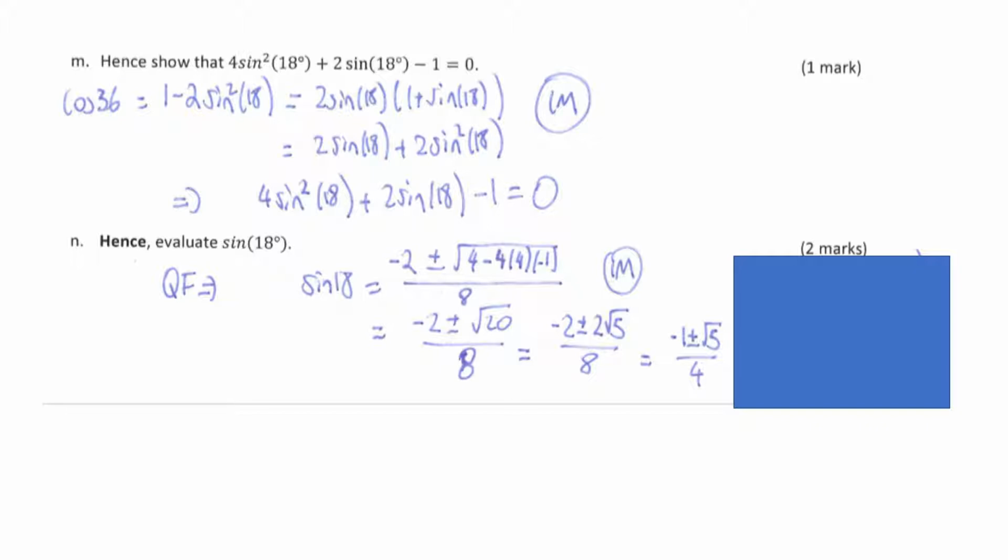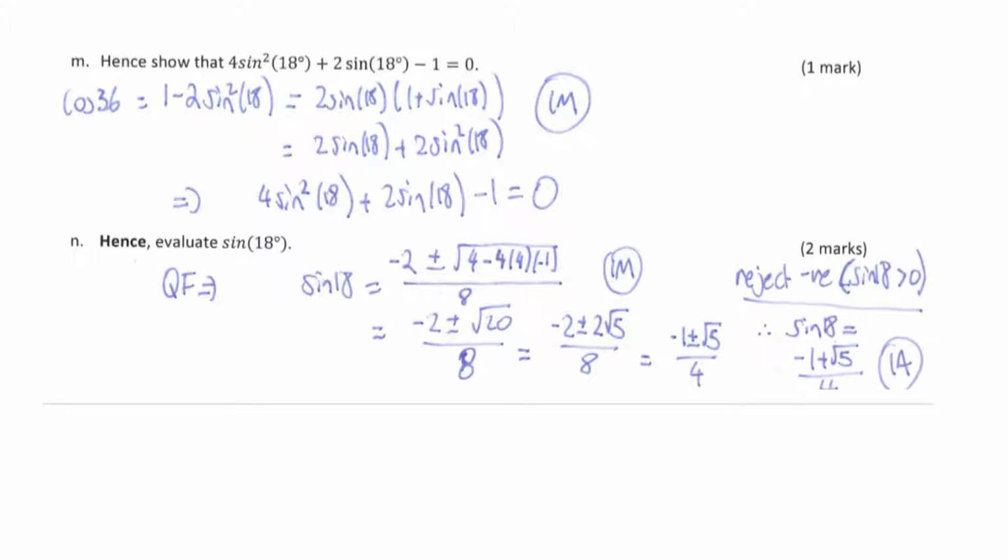We type sine 18 into our calculators, we get a singular answer, and 18 degrees is in the first quadrant, so sine of 18 must be positive. We reject the negative, and we come up with our correct answer, minus 1 plus root 5 on 4.